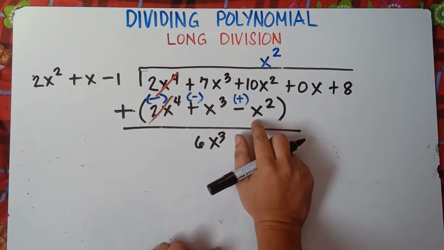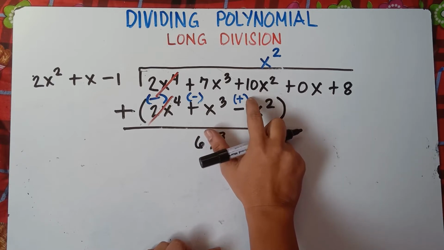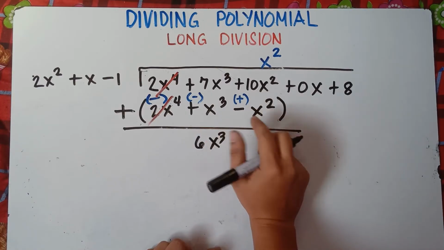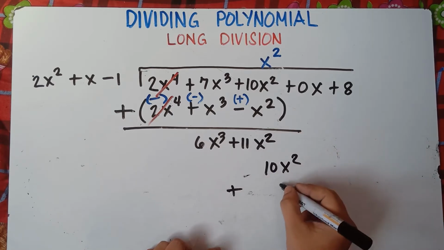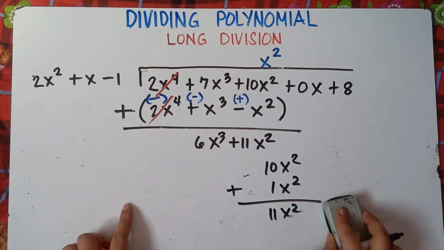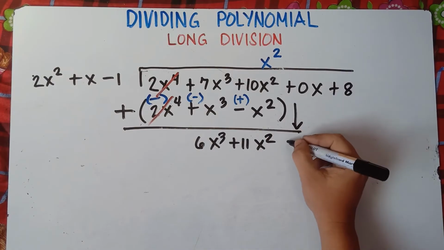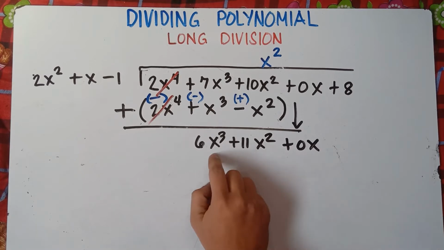Then this is negative, and you change the sign, it will be positive. So 10x squared plus, understood that there's 1 here, 10x squared plus 1x squared. So this will be positive. That will be 11x squared. Because this is negative, we change it into positive. So that would be 11x squared. Alright, and then you bring down positive 0x.